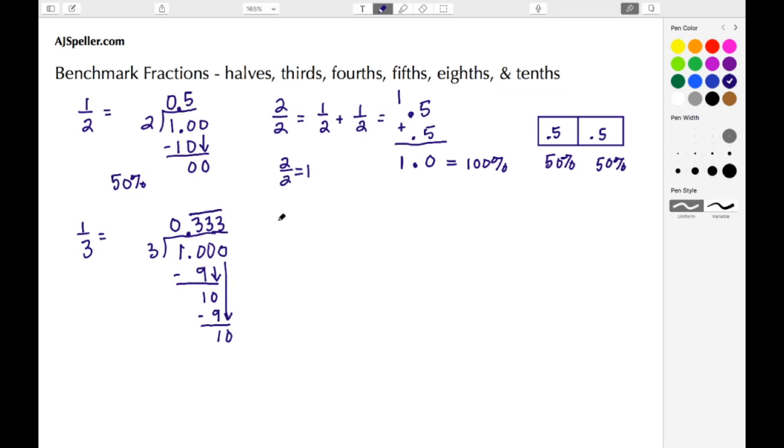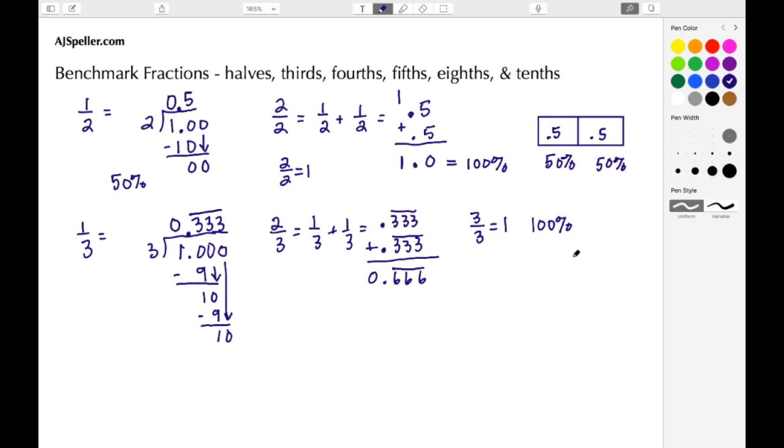So now let's move on to 2/3. Well, 2/3 is going to be 1/3 plus 1/3. So we just said that it is 0.3 repeating, and if I add another 0.3 repeating, well, that's going to come out to be 0.6 repeating. So 2/3 is 0.6 repeating with the bar over it. And then once we get to 3/3, well, we know that's 1, and that also turns into 100%.